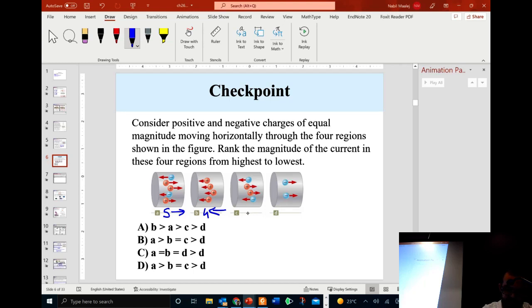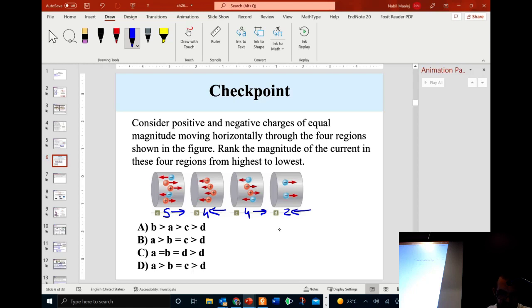In case C, we have 2 positive charges to the right and 2 negative charges to the left, and we said negative charges flowing to the left are equivalent to positive charges moving to the right. So we have 4 positive charges moving to the right. Now in the last case we have 2 negative charges flowing to the right, and we said current is in the opposite direction, so this is equivalent to 2 positive charges moving to the left.